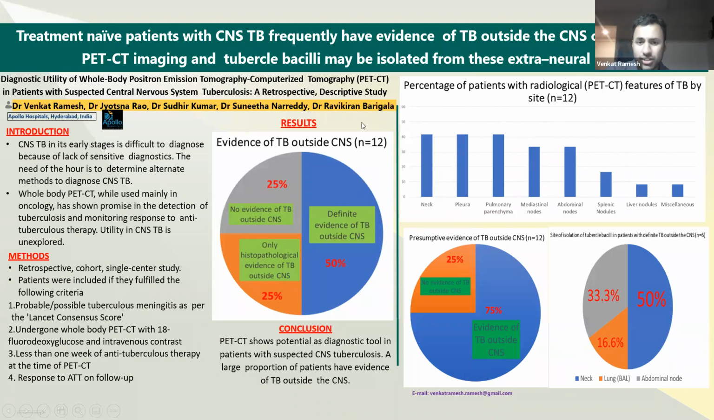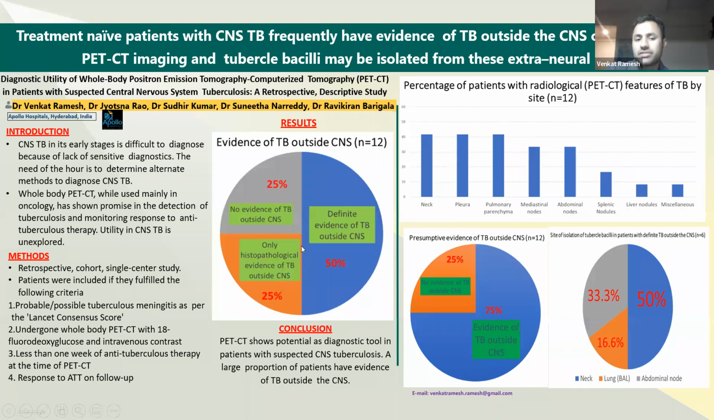So we studied actually only 12 patients. Now we have a few more, but this hasn't been updated. So 50% of patients had definite evidence of tuberculosis outside the CNS. 25% had, that is definite evidence in the sense of PCR being positive, like this patient that I presented. 25% had no evidence, and that is about 3 patients.